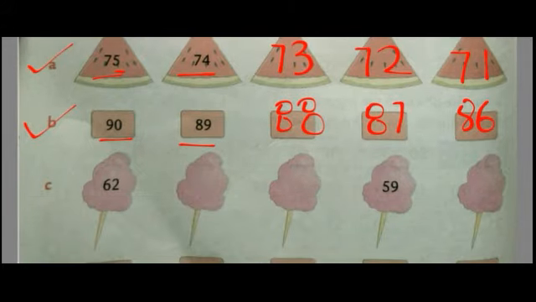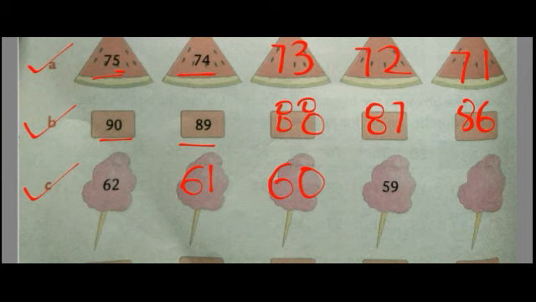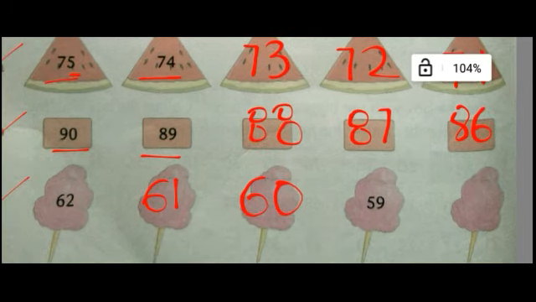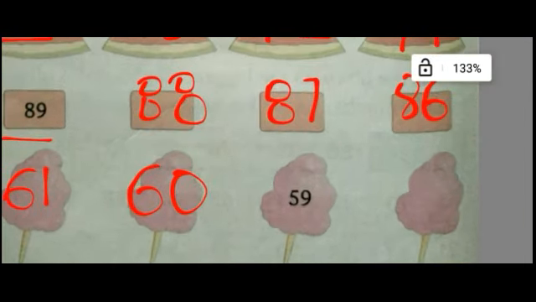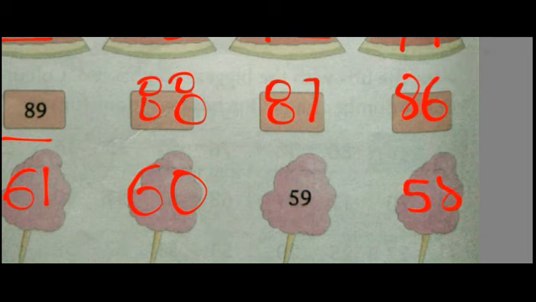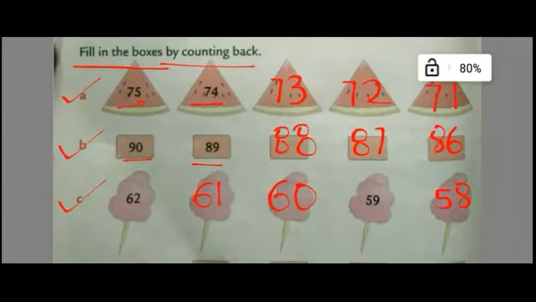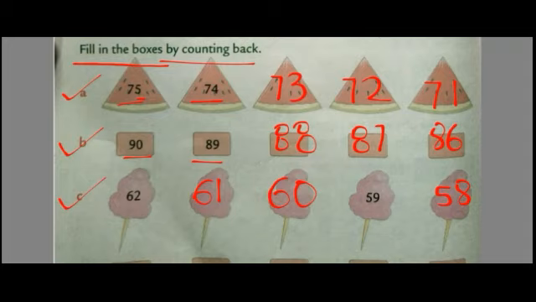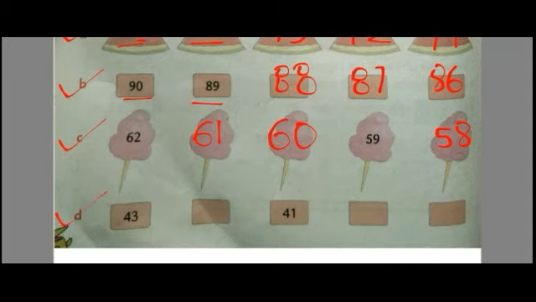See one more. 62. Now here few numbers are given. We need to fill the other one. 62. What comes before 62? 61. Then 60. Then before 60, 59 comes. That is already written. And what comes before 59? 58. See, it's so simple. We just need to write the backward counting. Clear? So try this one yourself.